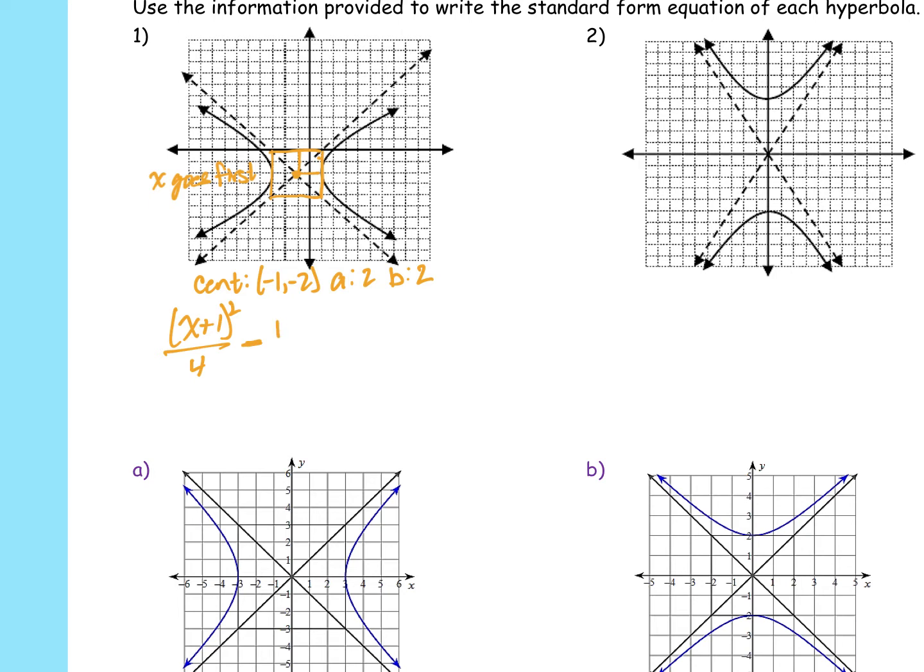And then I've got (y + 2)² over 4 equals 1. Right? Is that okay? Not too bad? Okay.